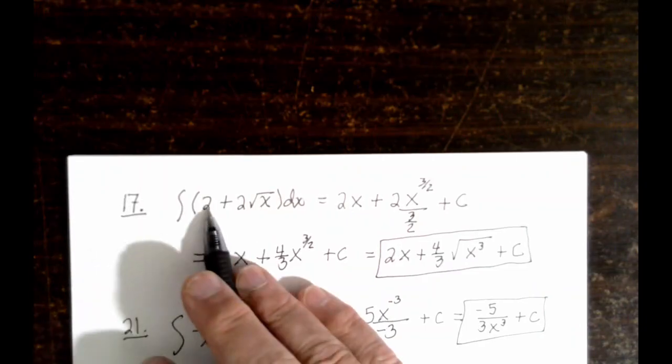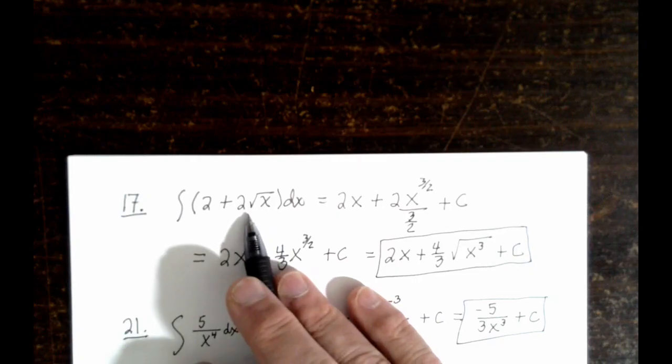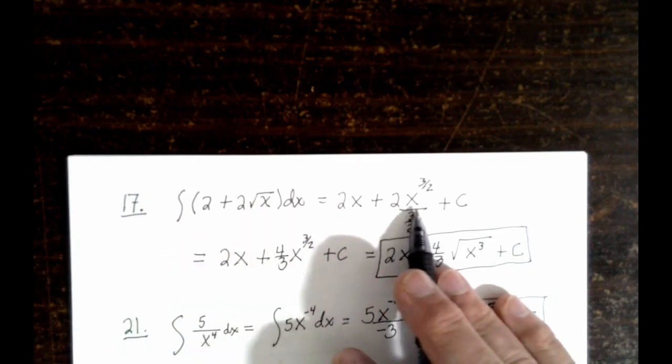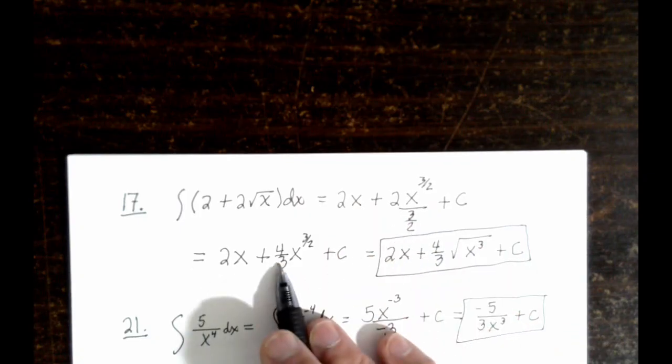17, the integral of 2 is 2x. The integral of 2x, square root of x is, remember, that's 2x to the 1/2. So you add 1 to the 1/2, you get 3/2, and divide by 3/2. And so you really get 4/3.